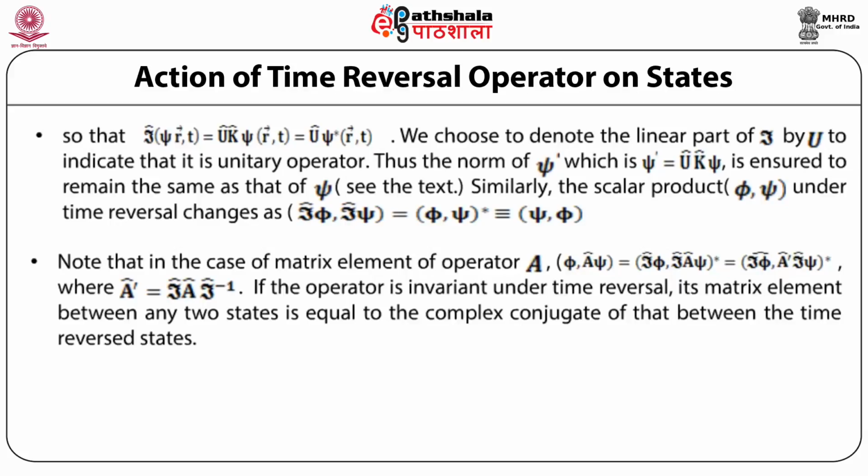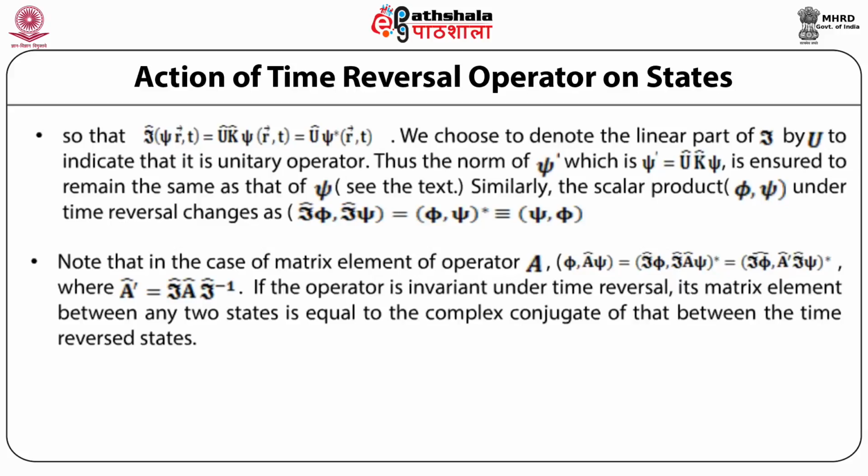This is equal to the scalar product of the time reversal operator acting on the function phi and the time reversal operator acting on the operator A times the function psi whole star. That means the complex conjugate of the scalar product of the time reversal operator acting on function phi and the time reversal operator acting on the operator A acting on the function psi. And this can then further be written as the complex conjugate of the scalar product of the time reversal operator acting on the function phi and operator A prime times the time reversal operator acting on the function psi, where operator A prime is given by the relation time reversal operator acting on operator A times the inverse of the time reversal operator.